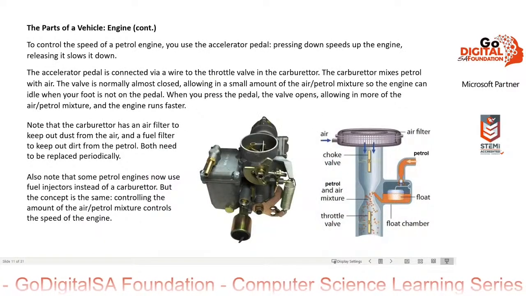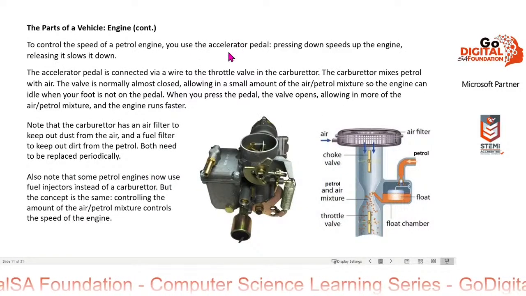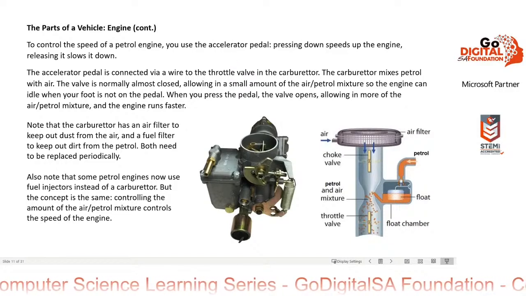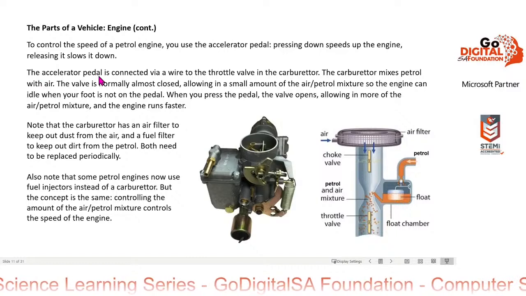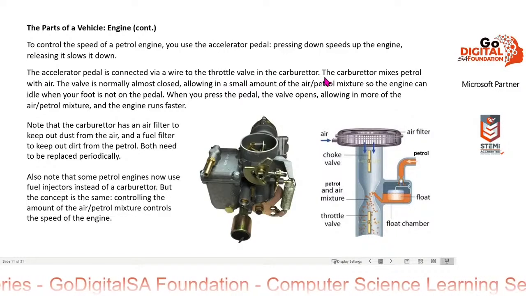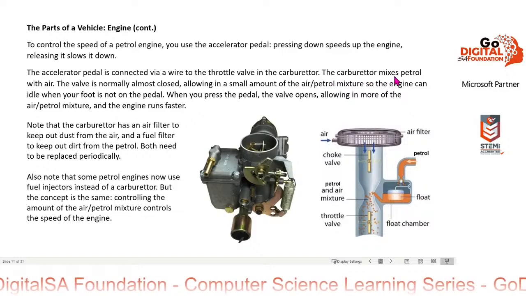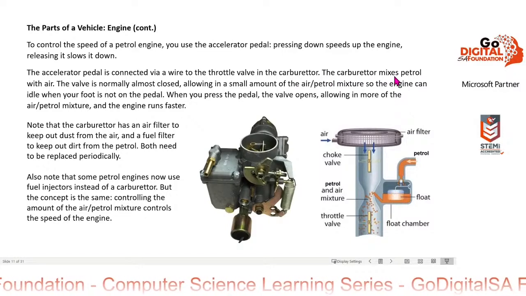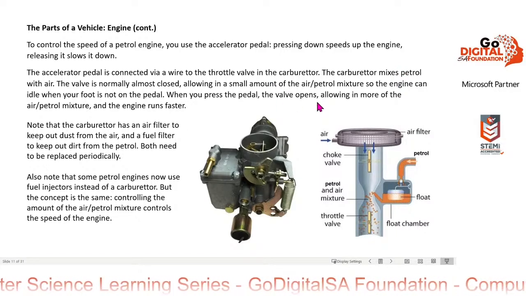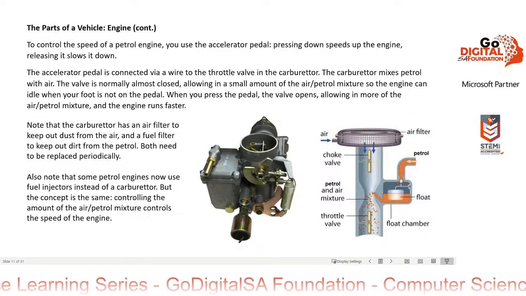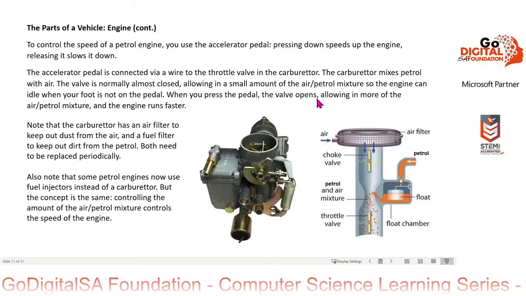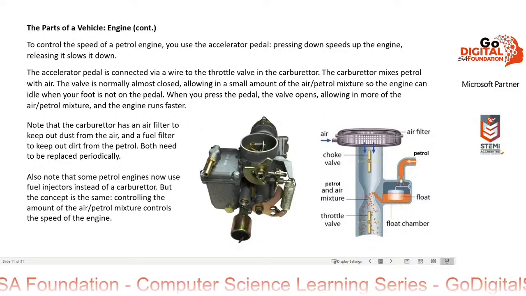To control the speed of a petrol engine, you use the accelerator pedal. Pressing down speeds up the engine, releasing it slows it down. The accelerator pedal is connected via a wire to the throttle valve in the carburetor. The carburetor mixes petrol with air. The valve is normally almost closed, allowing in a small amount of the air-petrol mixture so the engine can idle when your foot is not on the pedal. When you press the pedal, the valve opens, allowing in more of the air-petrol mixture.